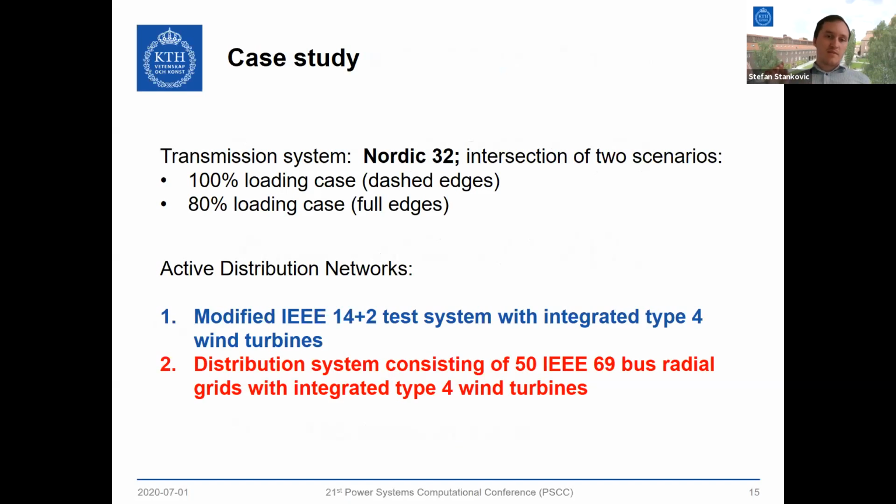So for the candidate buses in the Nordic 32, we assumed connection of two active distribution networks: the modified IEEE 14+2 test system with integrated type 4 wind turbines, and the second distribution network, which was a distribution system consisting of 50 IEEE 69 bus radial grids with integrated type 4 wind turbines.